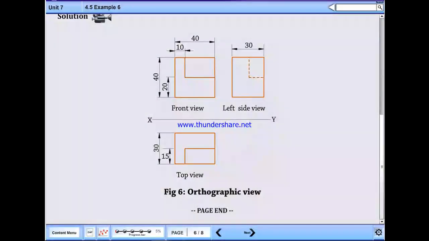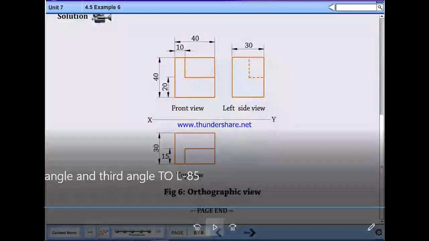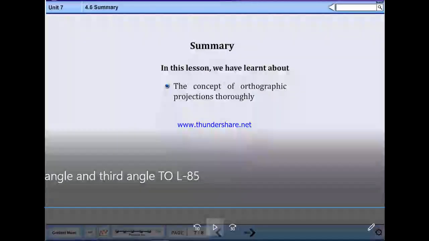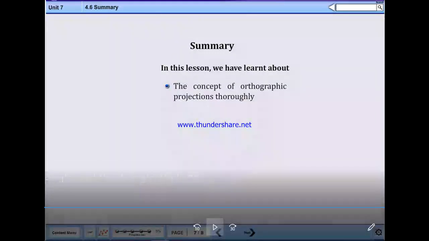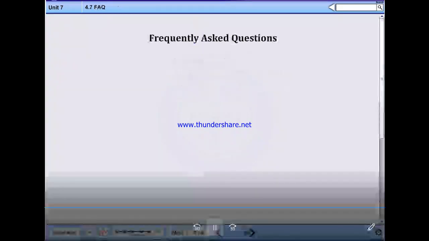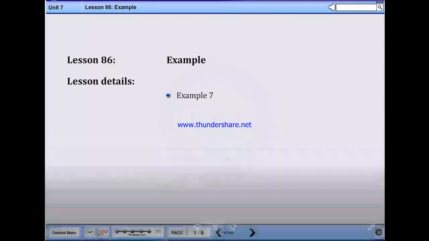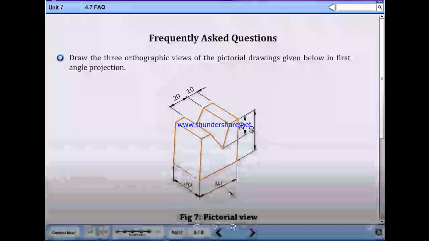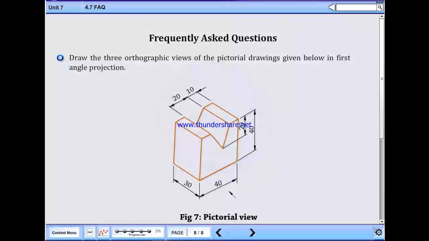See once again, the solution is like this. With this, we have studied the overall summary, the concept of orthographic projections thoroughly. Now note down the frequently asked questions. Draw the three orthographic views of the pictorial drawing given below in first angle projection.